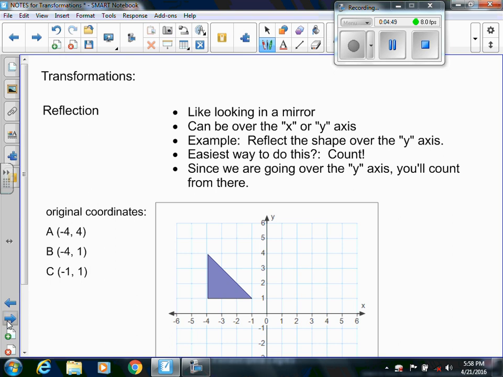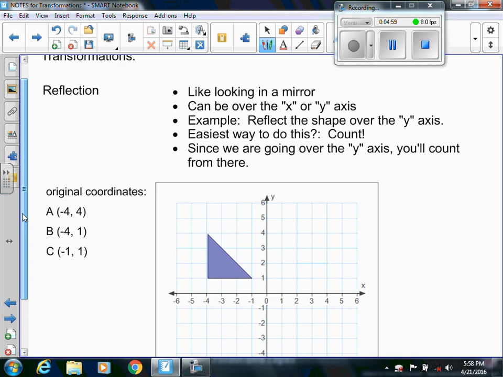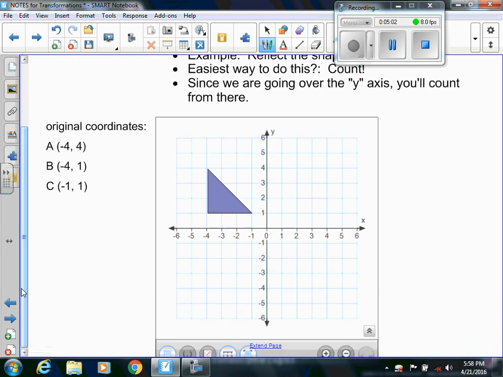What's the easiest way to do this? Just count. That's all it is. Since we're going over the y-axis, you're going to count from there. This is where you might want to pause a second to take the notes.